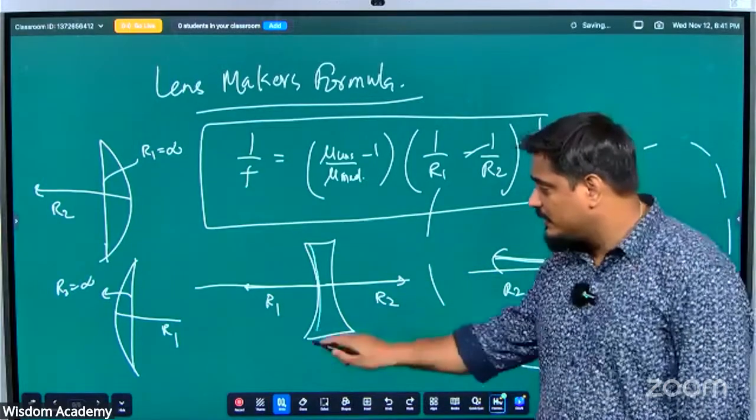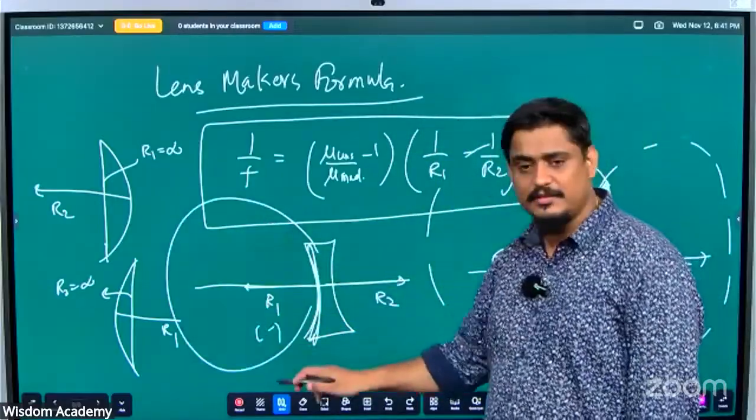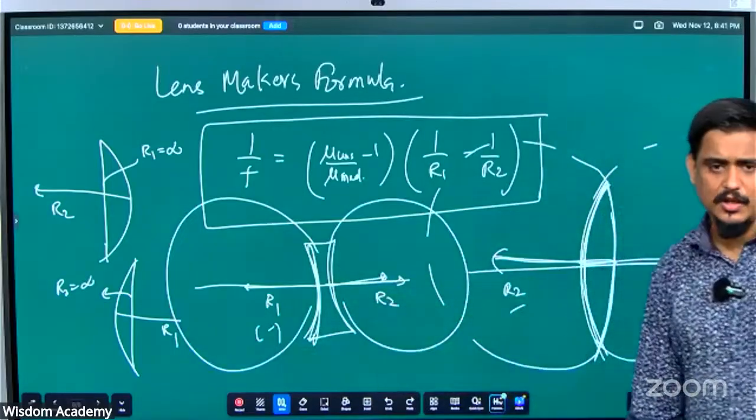Here, this side of the lens is having this side its center. So R1 became negative. And this part of the lens is having this side its center. So R2 became positive. Got it, Simeon?